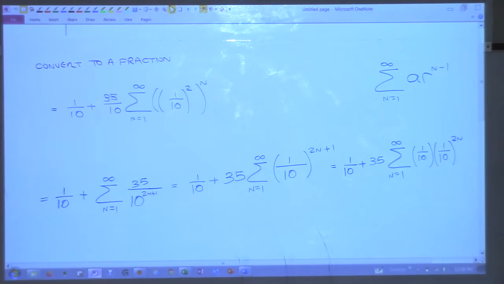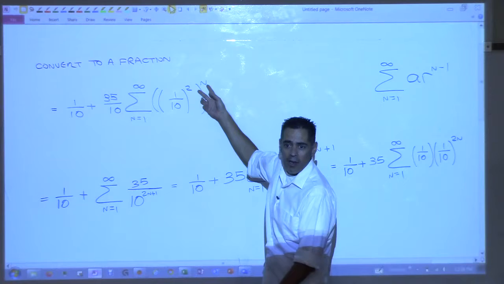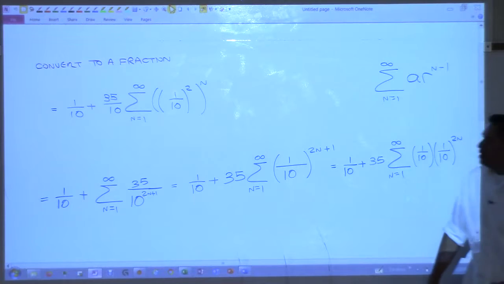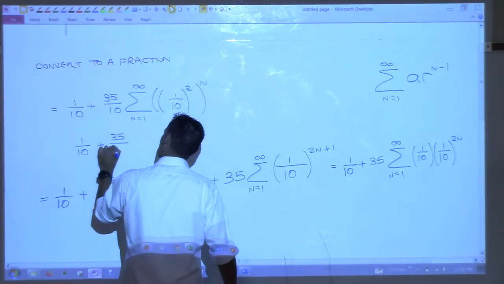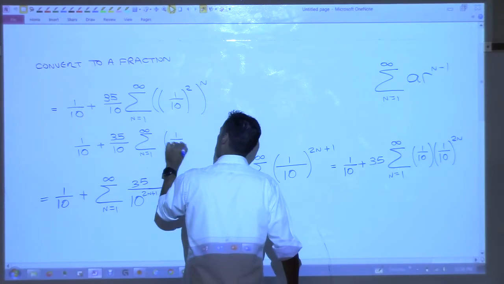Okay, what did I do there? Yeah, I took the 1/10 right here, right? And I just took it out. And that gave me the 35 over 10 on the outside, right? And then I had 1/10 to the 2n, which I realize is 1/10 squared all to the n, right? This to this power, you multiply those two powers, you get 2n, right? So I'm doing it kind of backwards. But what's 1/10 squared? 100th. So this is 1/10 plus 35 over 10 sum n equals 1 to infinity of 1/100th to the n.